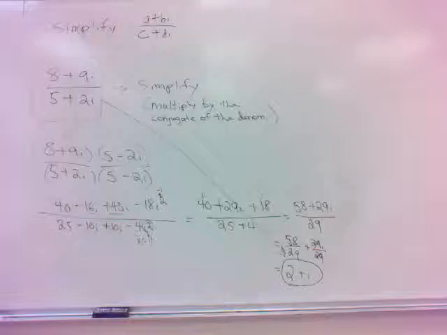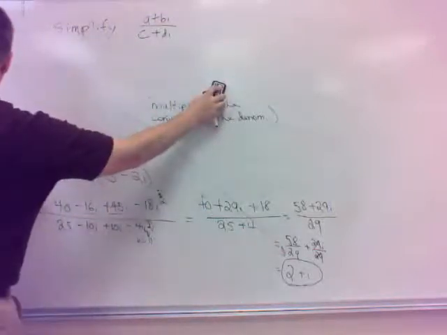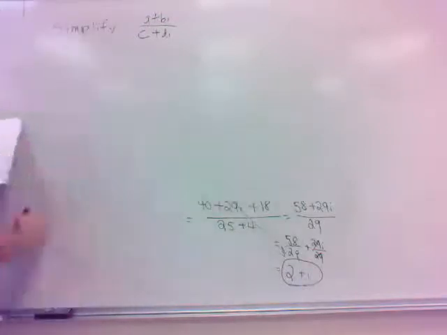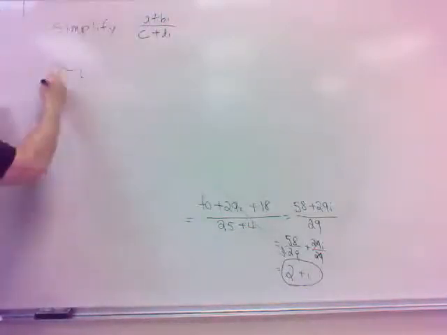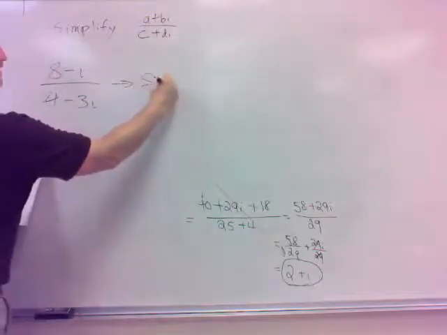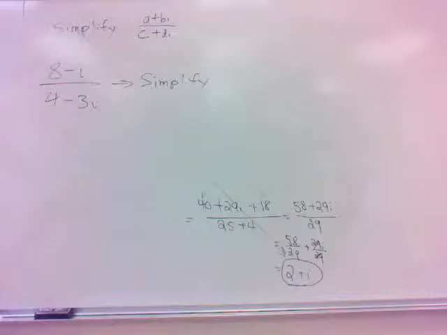Okay? Let's try one more of those and see if the same thing happens. Is that okay? Any thoughts or concerns more on that? Okay. Let's try this one. (8 minus i) over (4 minus 3i). Simplify if we can. So now we're going to simplify that one.